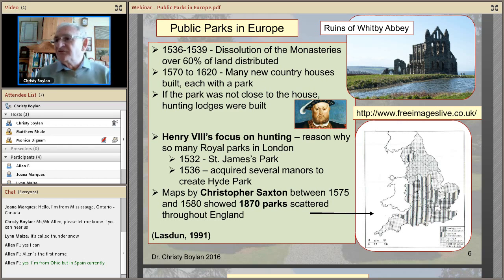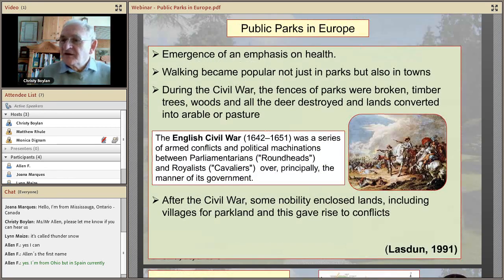some of his clients. So if you travel through England, and indeed if you travel through Ireland, you see quite a number of these ruins, such as this one at Whitby Abbey, where they took the roof off them and they left them to the elements of weather and hunted the people out of it. So the other thing that happened, where they were living, if there was no park there, they built parks elsewhere, and then they built hunting lodges with them. So Henry VIII's focus was on hunting, and that's why you have so many royal parks in London.